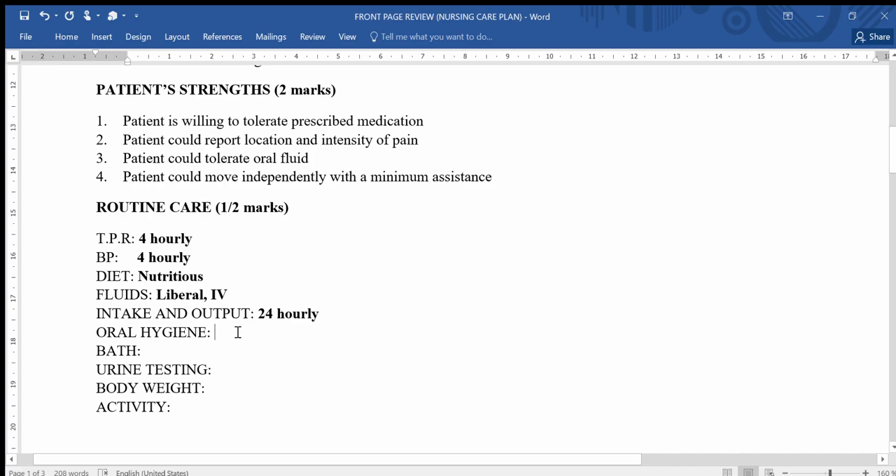Oral hygiene, mouth care. We take care of our mouth in the morning, we take care of our mouth in the evening as well. So that could be twice daily, right? So let's do twice daily. Bath, I think the same applies, unless, of course, it's condition specific and something else is requested. That's what you do.